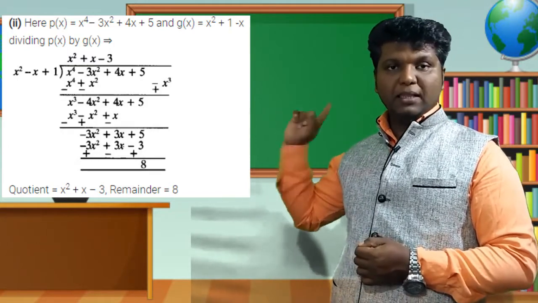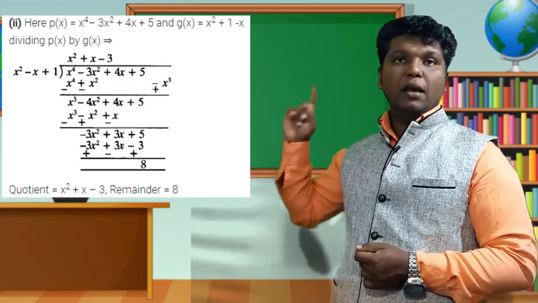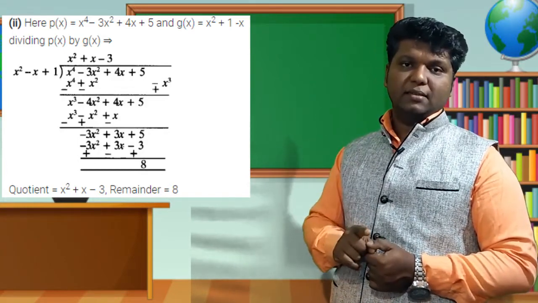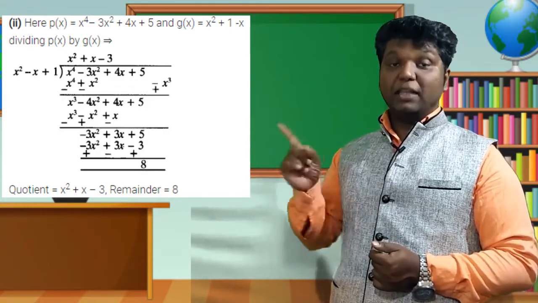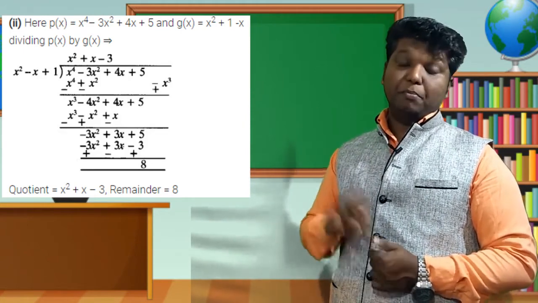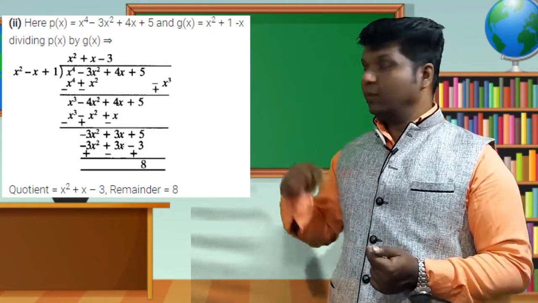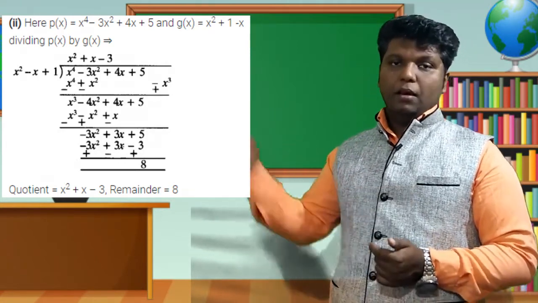Now multiply this quotient by the divisor. Minus 3 into x square, minus 3x square. Minus 3 into minus x, minus into minus will become plus 3x. Minus 3 into plus 1, minus and plus, you will get minus itself. 3 into 1 is 3. So minus 3. Put the line there.